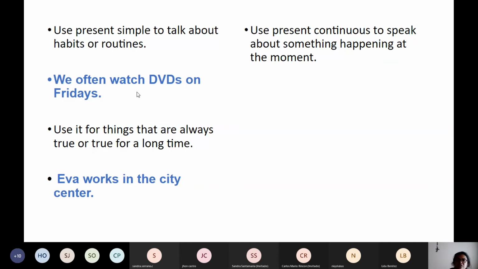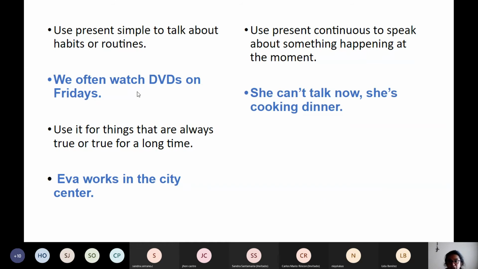Okay, so when we use present continuous, guys, it's a little different because we don't talk about routines and we don't talk about things that are always true. We talk about things happening at the moment of speaking, okay? For example, she can talk right now, she's cooking dinner. Or right now, at this moment, guys, you are studying English or you are having an English class. So that is something happening at the moment. Maybe not every day, but at this moment, you are doing that. Or in this moment, you are paying attention, okay? So that's what we do with the present continuous, talking about activities at the moment. For example, Mari is studying for an exam at the moment, okay?